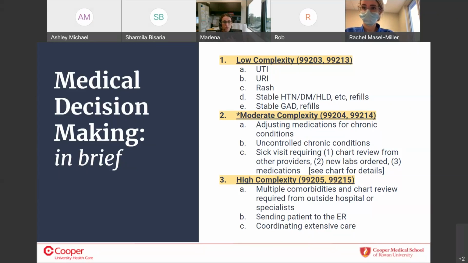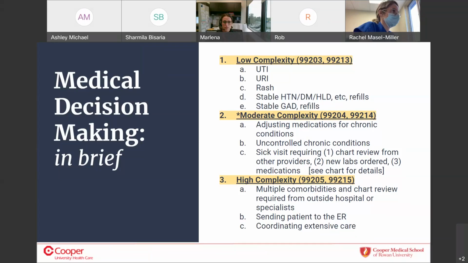You also can include in your diagnosis codes different social determinants, and that can help with moderate complexity, such as homelessness or financial insecurity or unemployment, something like that, which we recently went over in one of the division meetings.